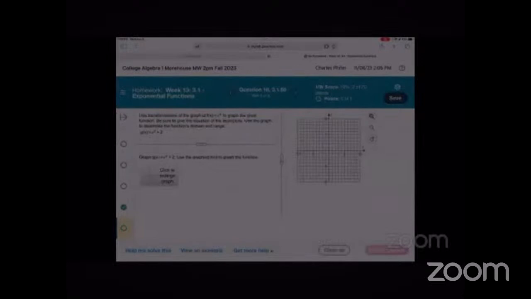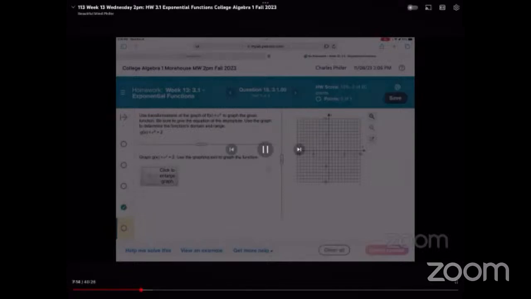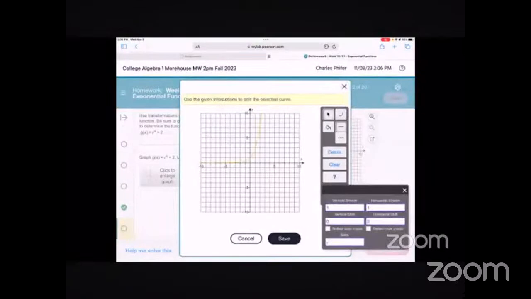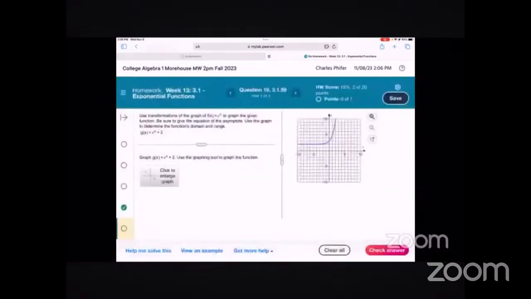Let's see. Use the transformations of this to graph the function. Okay, so we have an exponential function where the +2 is on the outside of our base function, so we just moved it up by 2. So I'm going to choose my exponential tool and click randomly on the chart. The base is e, and we just moved it up by 2. So it's a vertical shift by 2 units, and that's it. Save and check.